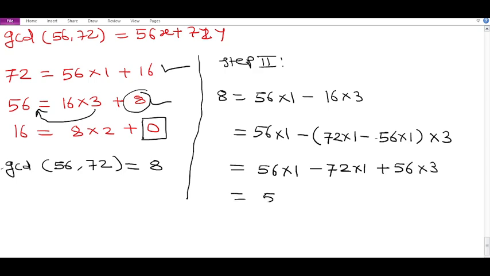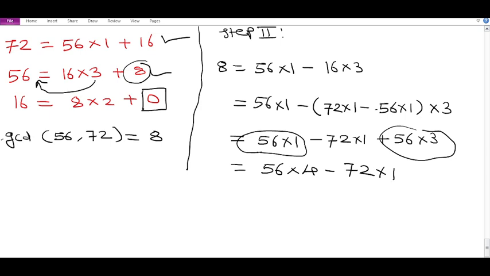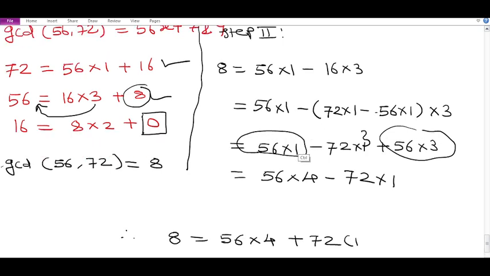So this can be written as 56 into 1 minus 72 into 3 plus 56 into 3. So this is 56 one time and 3 times, so total 4 times, minus 72 into 3. Therefore 8 is equal to 56 times 4 minus 72 times 3.